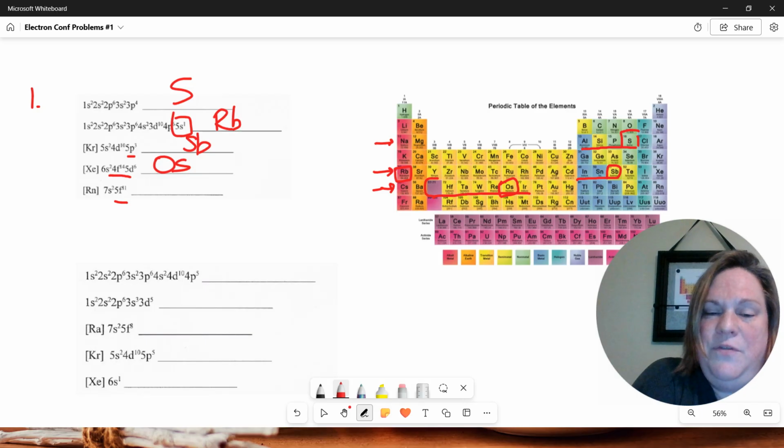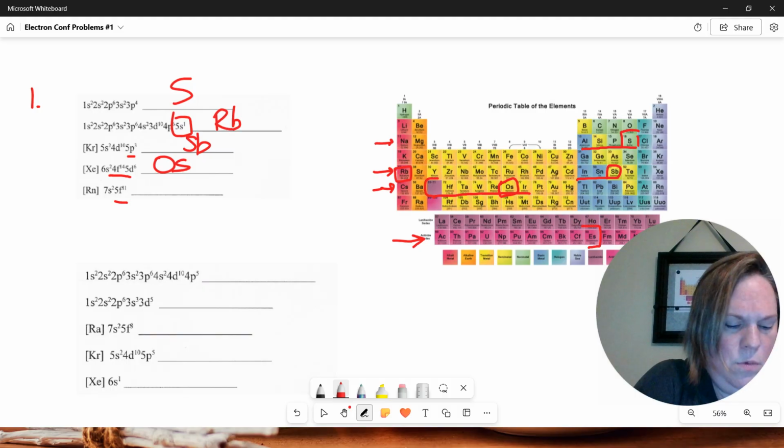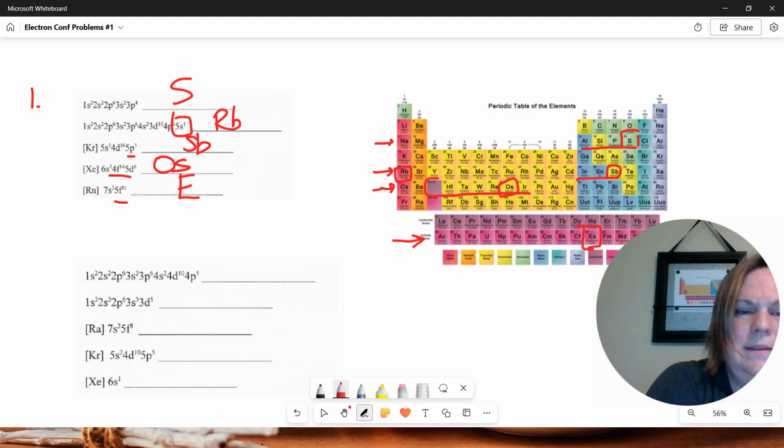All right, and then the last one, we're going to land on 5f11. The 5f is found right here. We're going to go over 11 blocks. So 1, 2, 3, 4, 5, 6, 7, 8, 9, 10, 11. And we're going to be right here, and the element is Es.